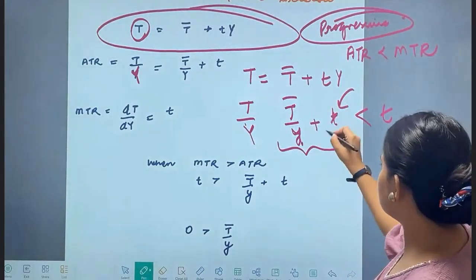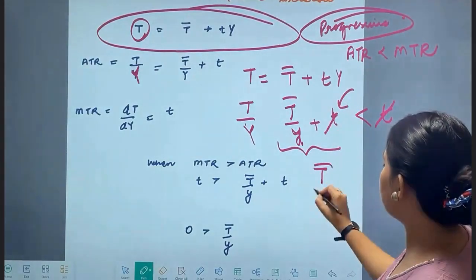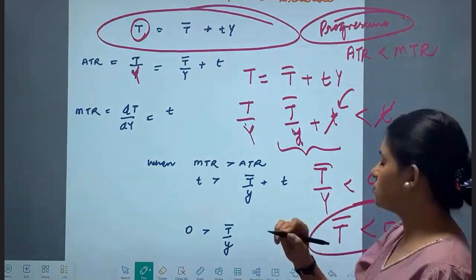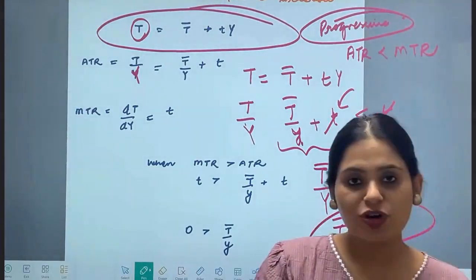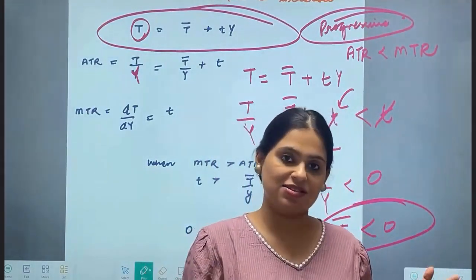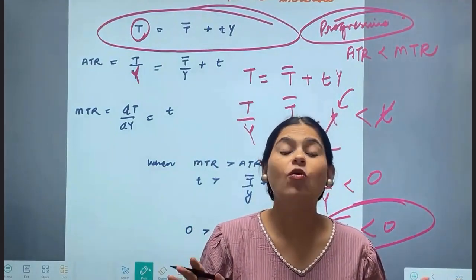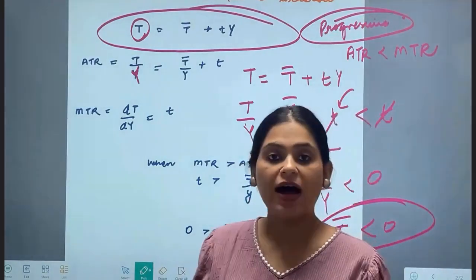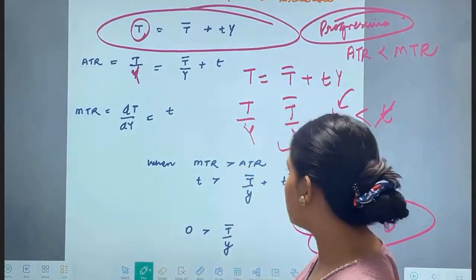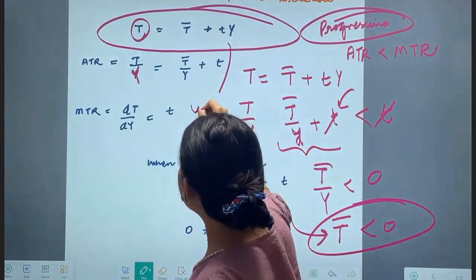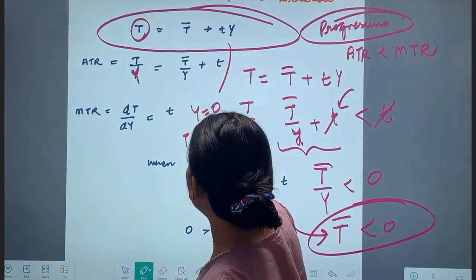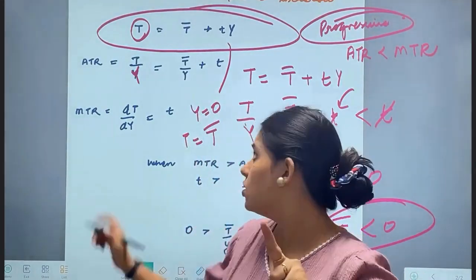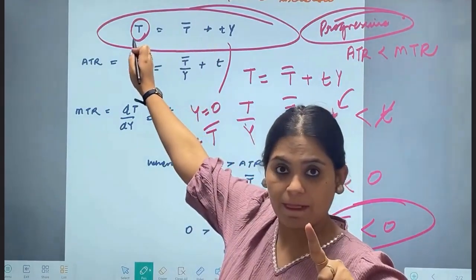So this and this cancel out. So I will have t bar by y less than 0. So t bar less than 0. So progressive tax is that tax which will also have t bar less than 0. What was t bar here? If my y is 0, then t is equal to t bar. When y is 0, t is equal to t bar.